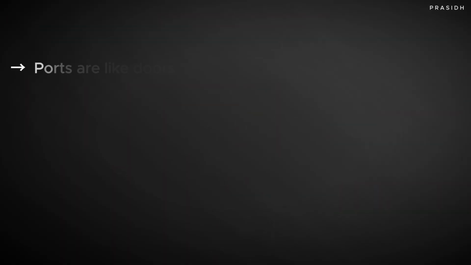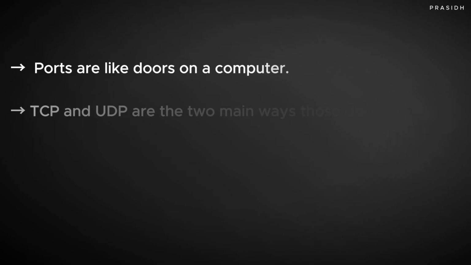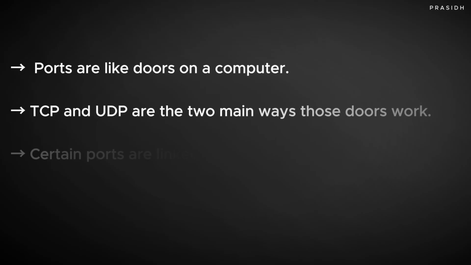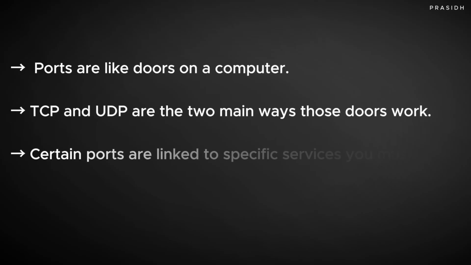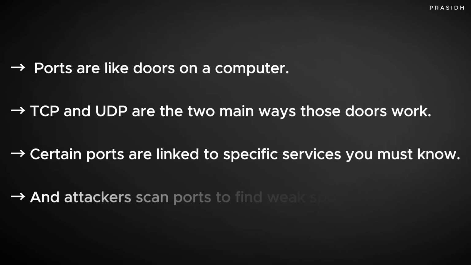Conclusion. So here's the takeaway. Ports are like doors on a computer. TCP and UDP are the two main ways those doors work. Certain ports are linked to specific services you must know, and attackers scan ports to find weak spots. Once you understand ports and protocols, network traffic stops looking random, it starts to make sense.